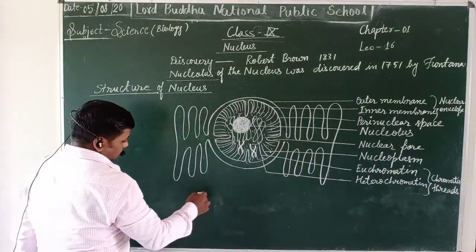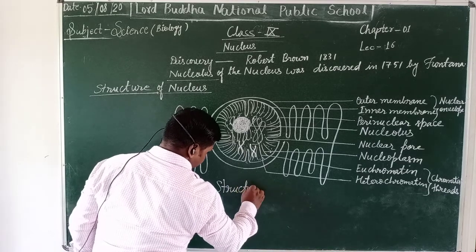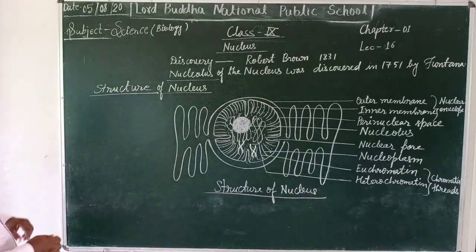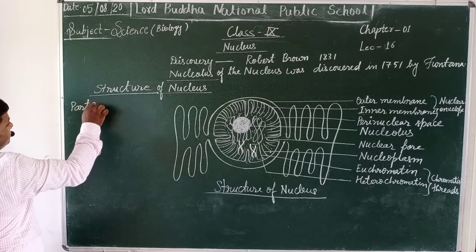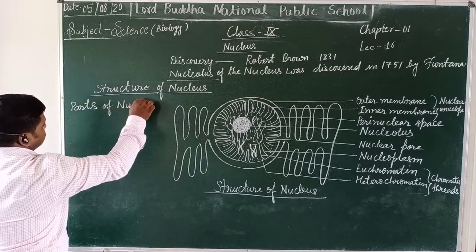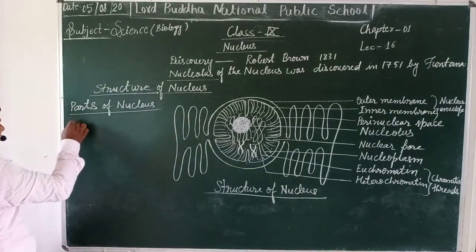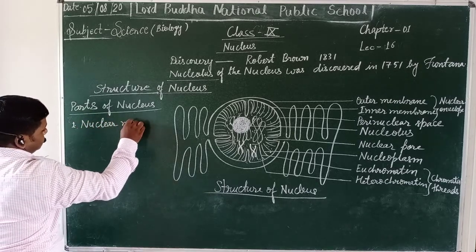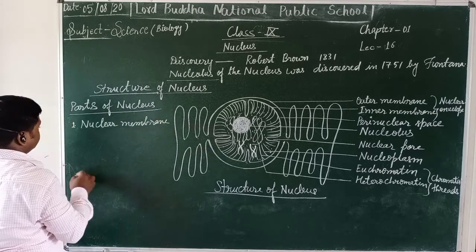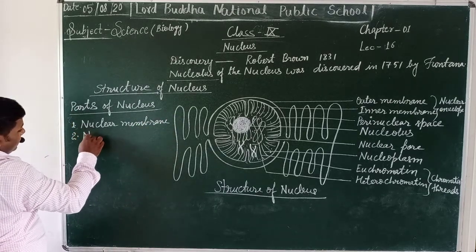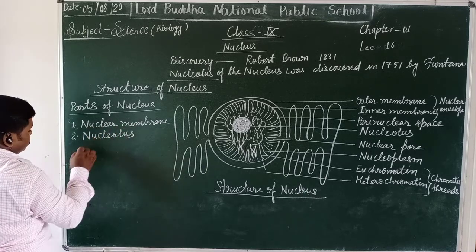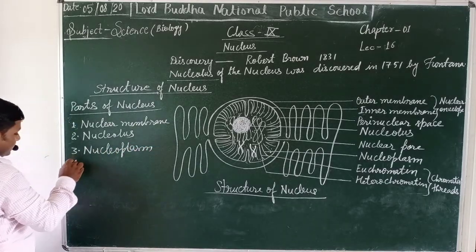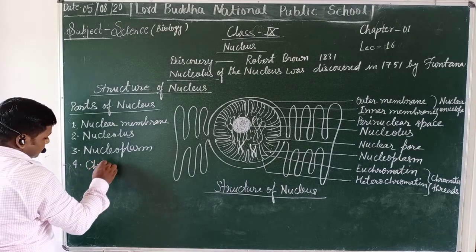This is the structure of the nucleus. If we are talking about the parts of the nucleus, then the important parts are the nuclear membrane, nucleolus, nucleoplasm, and the last one is chromatin threads.